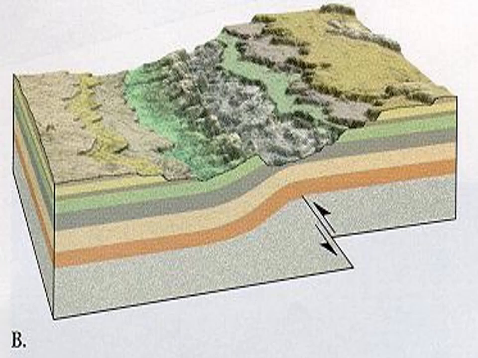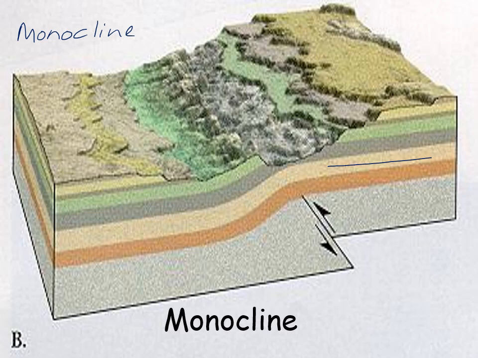Here is a drawing of a monocline. Mono means one, cline refers to inclination, so only one side is inclined. In this case, this side of the structure is horizontal and this side is dipping, or inclined.